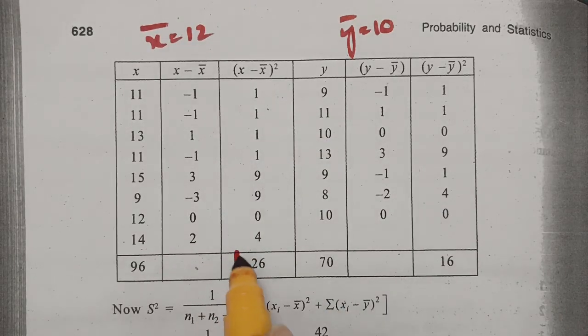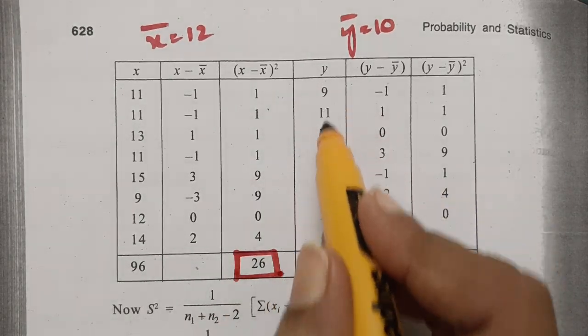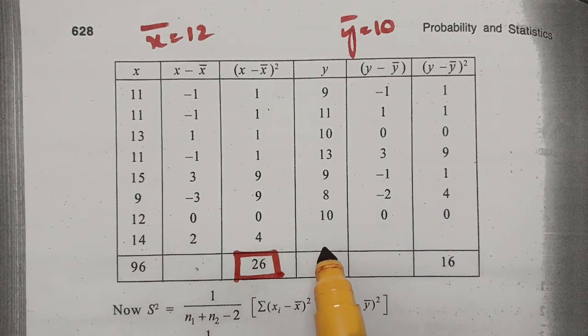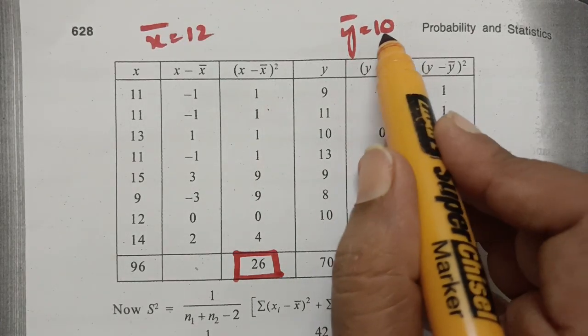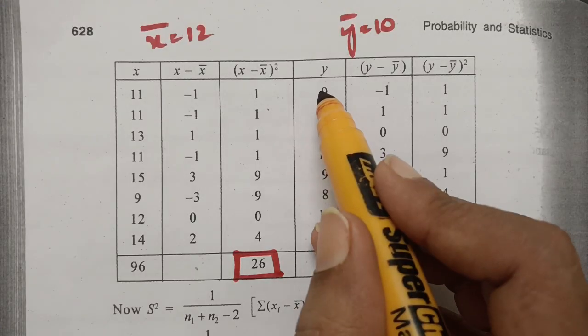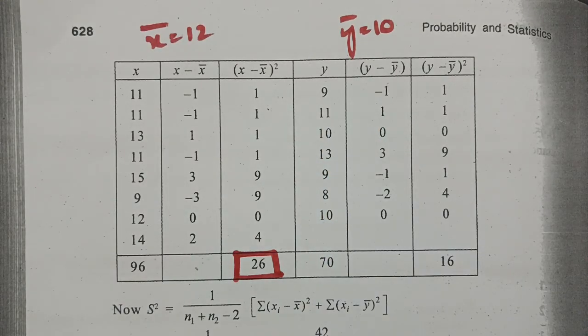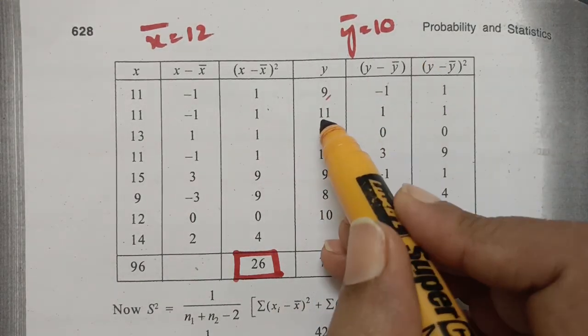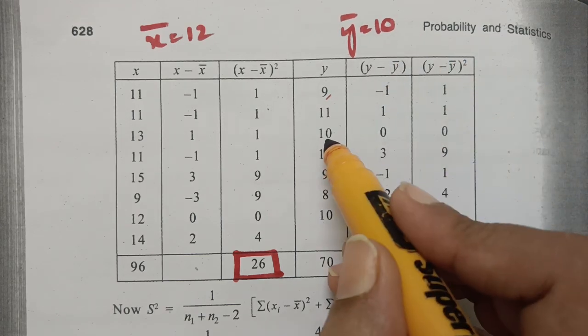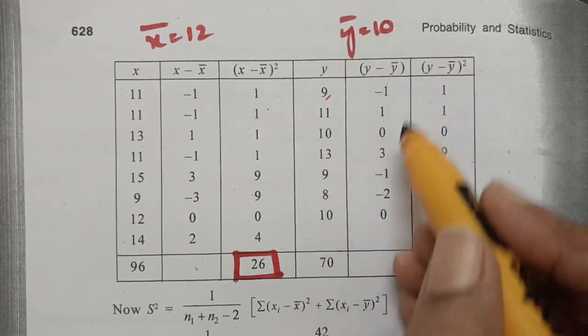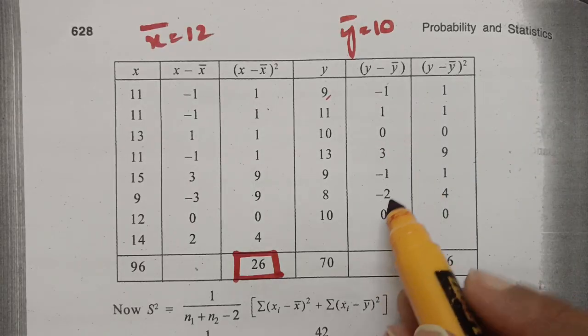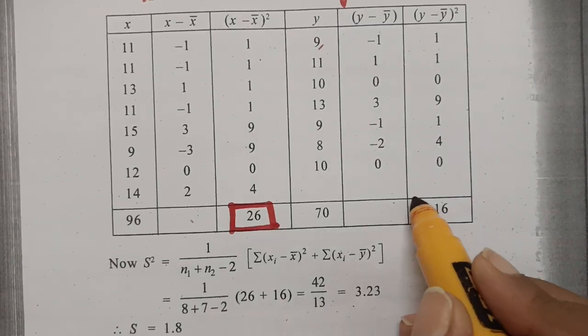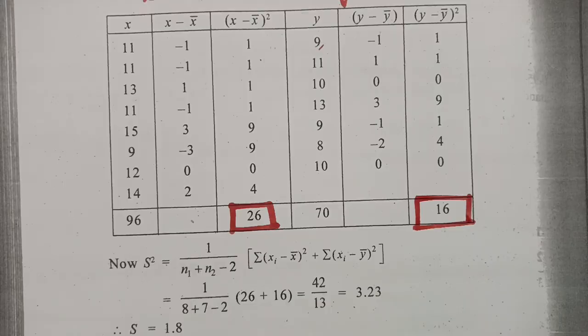So now after adding, the value here is 26. So these are all the y values from the question and y bar, the mean value here, is 10. So we have to subtract each and every value from 10. That is 9 minus 10 is minus 1, 11 minus 10 is 1 and 10 minus 10 is 0, 13 minus 10 is 3 and so on. We have to fill this column and we have to make the squares out of this, and after making an addition this is 16.